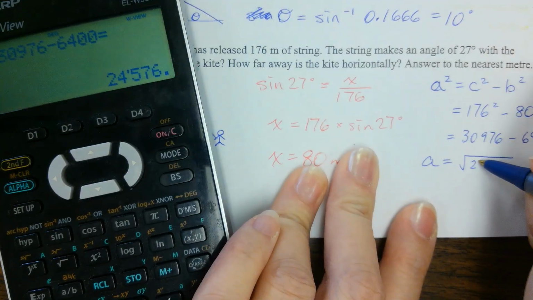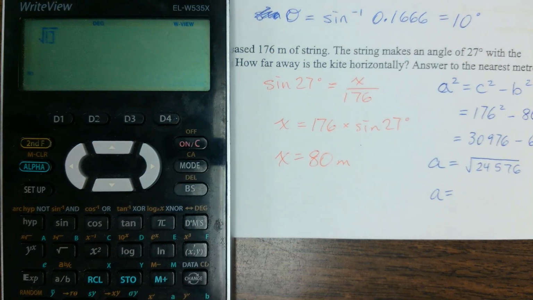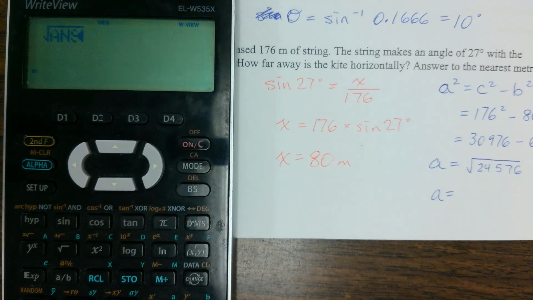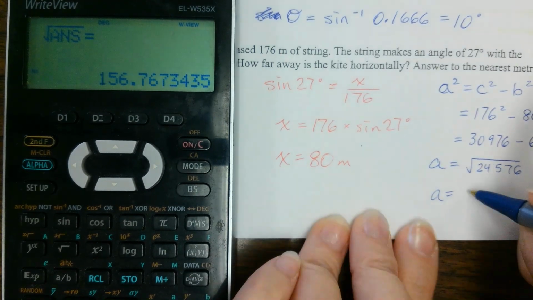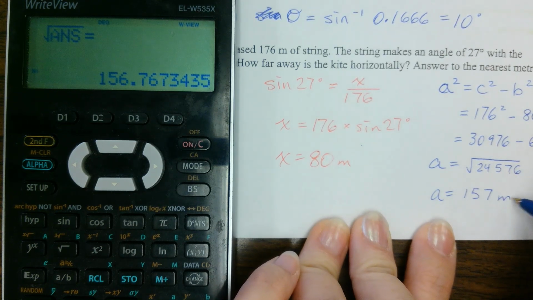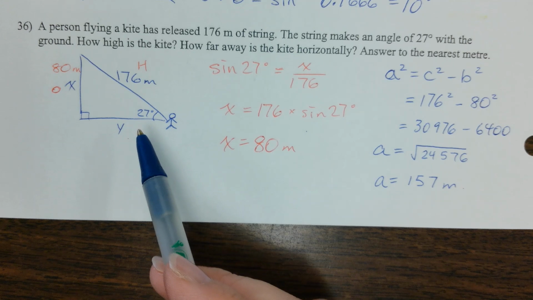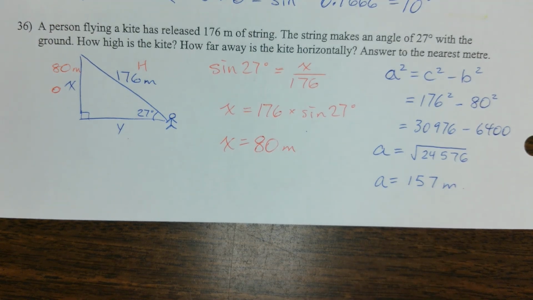24,576. So square root it. Square root the answer: 157 meters. If you did cosine in SOHCAHTOA, you would get the same answer. It's easier and less likely to be messed up because you have to write so many fewer digits. Both ways work. You could also do it using sine law, but sine law is not easier.